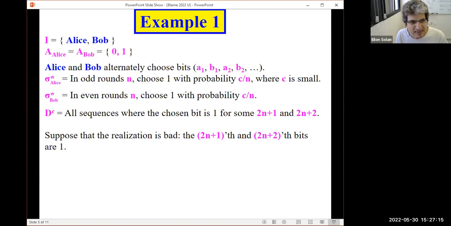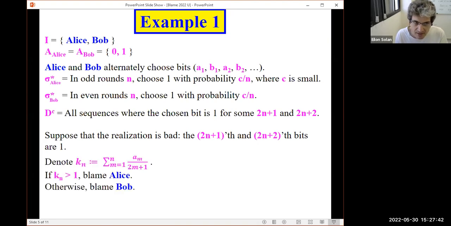So here, the idea is pretty simple, right? I mean, look at how many times Alice chose 1. If she chooses 1 roughly the amount that she was supposed to choose, and still the realization is bad, then probably Bob is the one to blame. But if Alice chose 1 too often, then probably she is to blame. And indeed, this intuition works in this example.